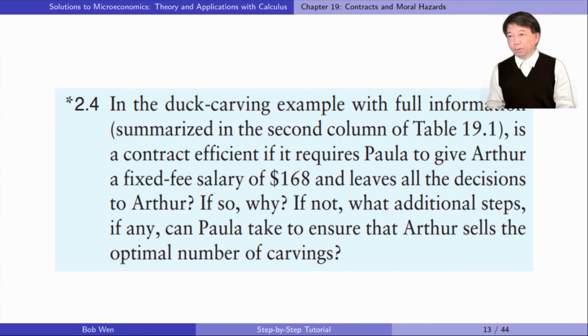Let's solve exercise 2.4. In the duck carving example with full information, is a contract efficient if it requires Paula to give Arthur a fixed fee salary of $168 and leaves all the decisions to Arthur? If so, why? If not, what additional steps, if any, can Paula take to ensure that Arthur sells the optimal number of carvings?